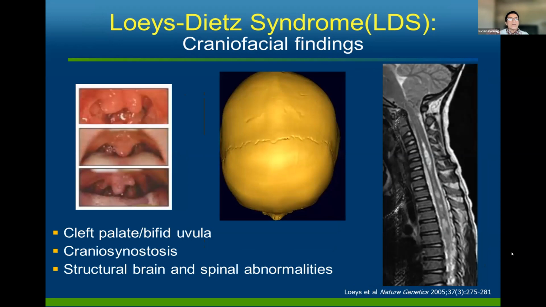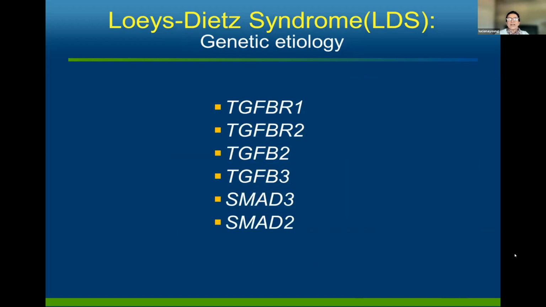Next slide, please. Loeys-Dietz also has other abnormalities that are unique to it. A bifid uvula, you can see here, typically the uvula, which hangs down in the back of the throat, is single. But in individuals with Loeys-Dietz syndrome, it tends to have this notched or W sort of appearance. Also, cranial synostosis or some fusion of the different bones within the head can be prevalent, as well as structural abnormalities of both the brain and the spine. Next slide. There is a group of genes, TGF-β mutations, that go along with or cause Loeys-Dietz syndrome. These are the TGF-β R1 and 2, TGF-β 2, 3, and SMAD 3 and 2 genes.